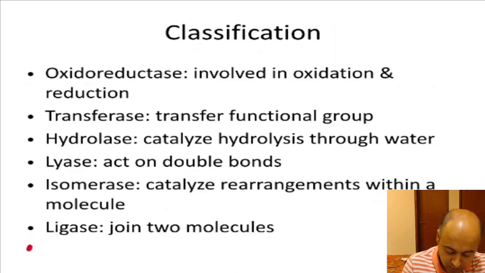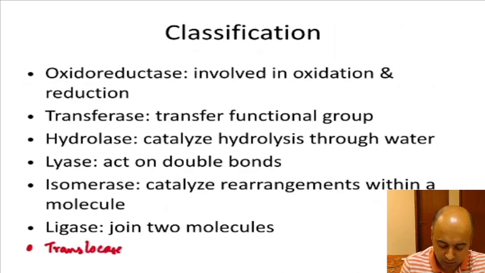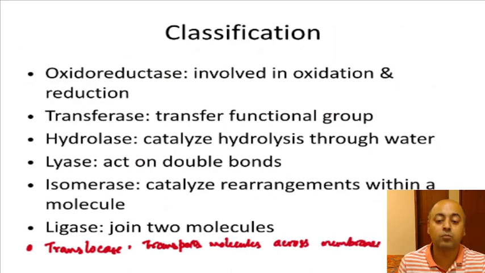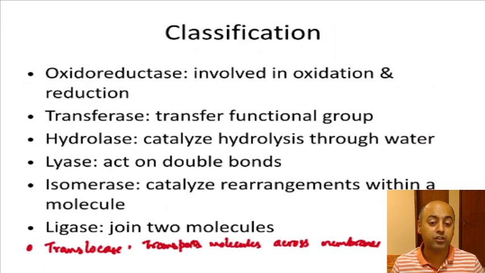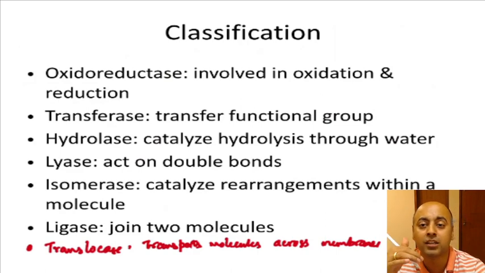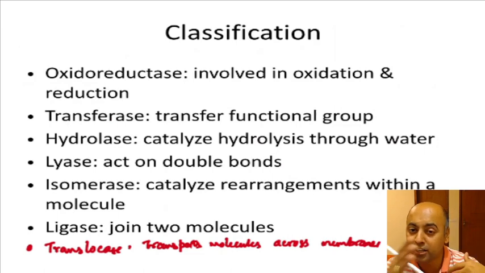Please note, recently a new class has been added 3-4 years back by the name of the translocase. So we have another class called the translocase. What the translocase does, it transports molecules across the membrane. From one compartment to another, it will take the molecule, and therefore it is known as translocase. It is changing the location of the molecule, so we call it the translocase. Transports molecules across the membranes. From the cell, it will take it outside, or from inside the mitochondrial matrix, it will take it to the cytoplasm. From cytoplasm, it will take it to the endoplasmic reticulum.